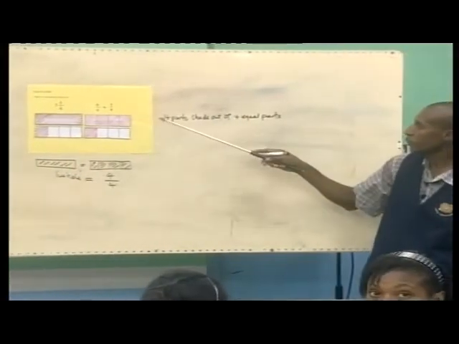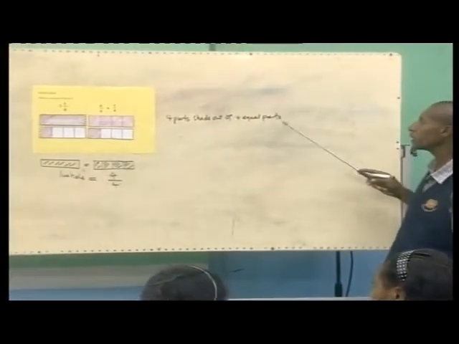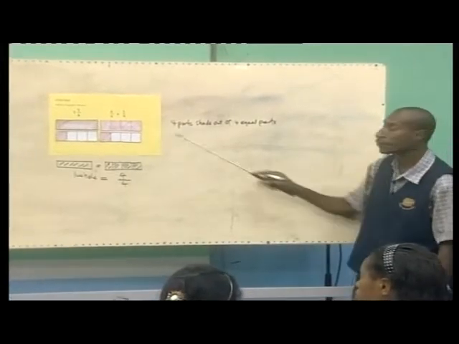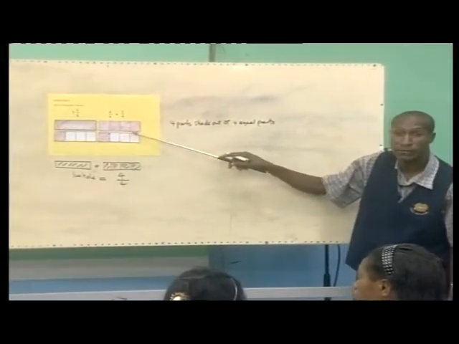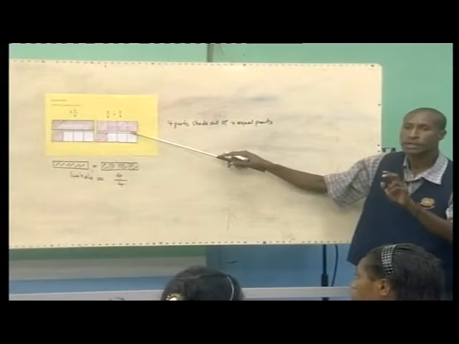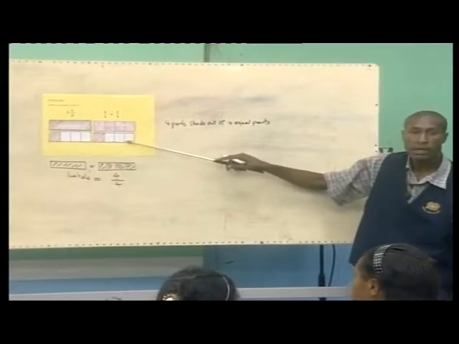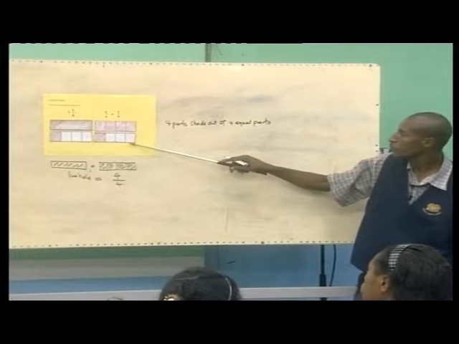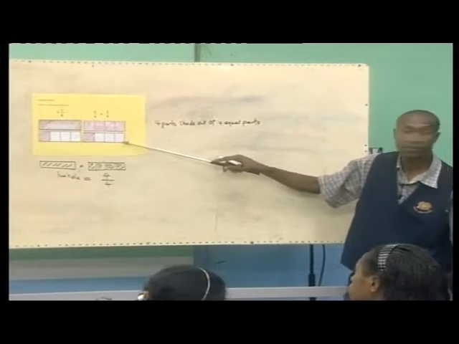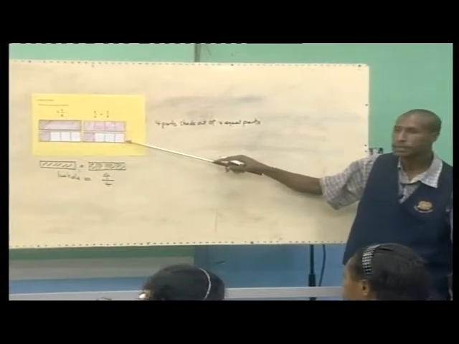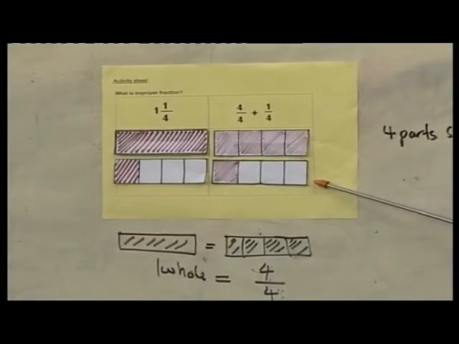So, the first rectangle, 4 parts shaded out of 4 equal parts. Why 4 equal parts? Because this rectangle is divided into 4 equal parts. Now, the next diagram. How many parts have been shaded? 1 part shaded out of 4 equal parts.